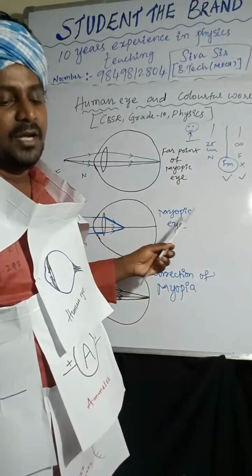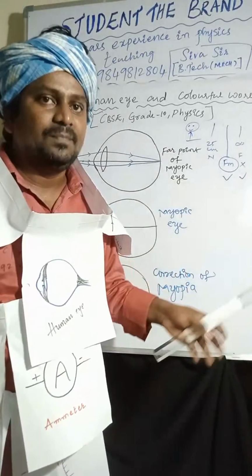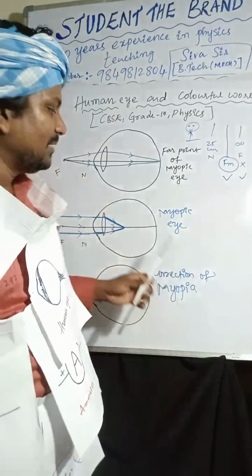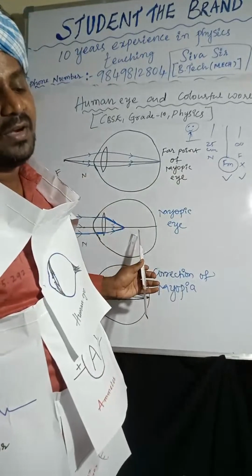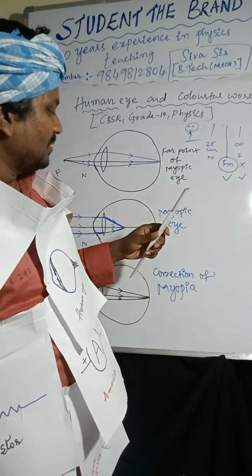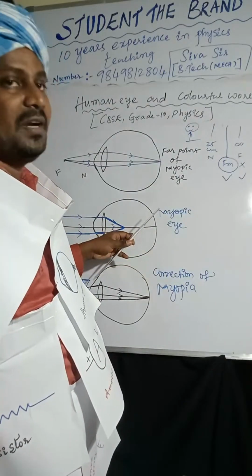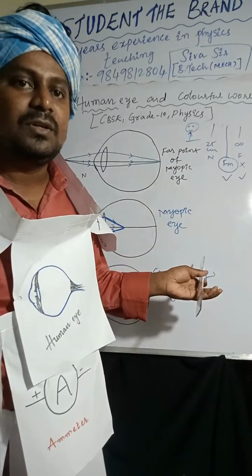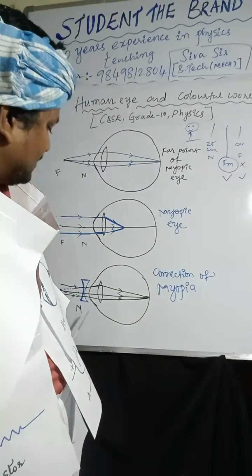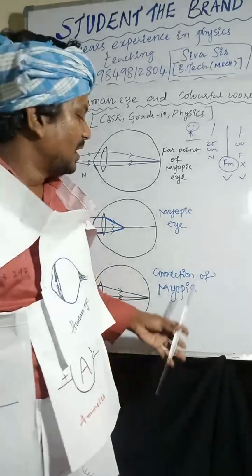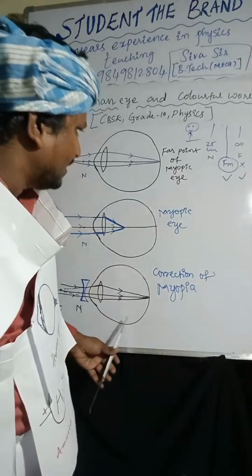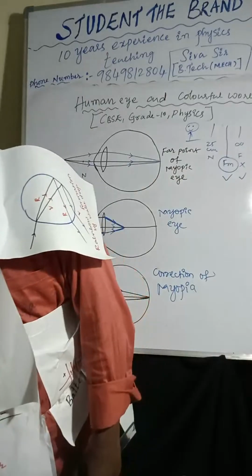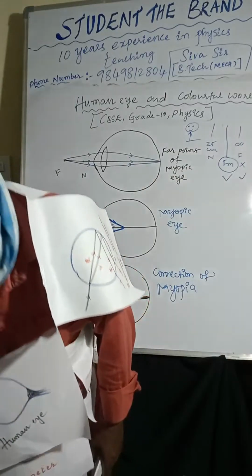Next one, myopic eye. If the light rays are coming from infinity, where will the light rays meet? Light rays will meet in front of the retina. So if light rays are coming from infinity, they will meet in front of the retina, right? What lens will we use to correct this defect? We will use a concave lens to correct the defect of myopia. So this is the correction diagram. Once you look into the diagram, next we'll go to hypermetropia. Now I'll explain about hypermetropia. Okay.